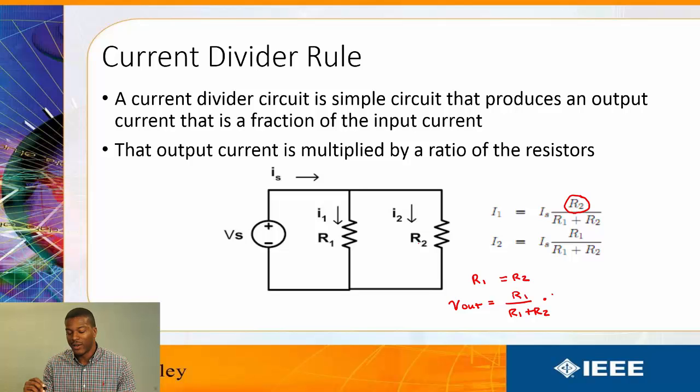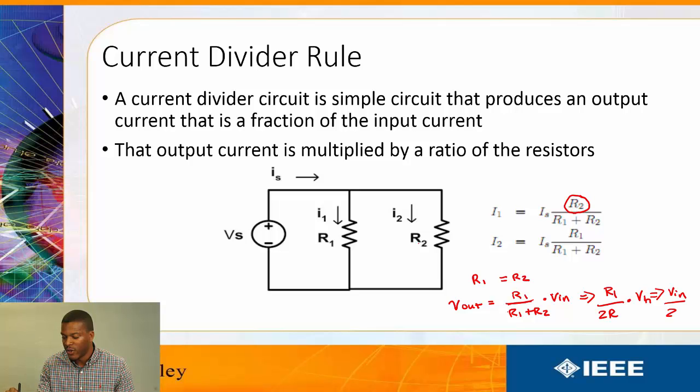you would get R1 over R1 plus R2 times Vin, but since R1 equals R2, you get R1 over 2R1 times Vin, which then equals Vin over 2. So no matter what our input voltage is, if we set our two resistances to be equal, you would get half of the input voltage. And same as well with the current.